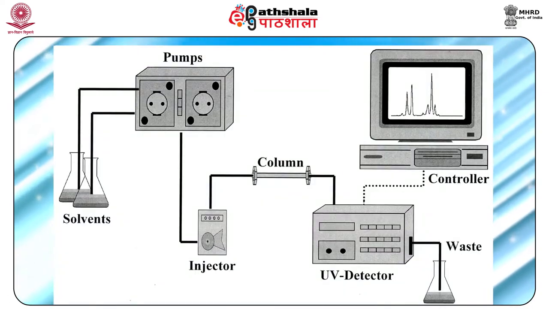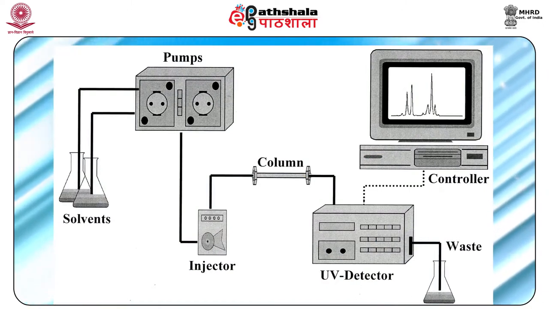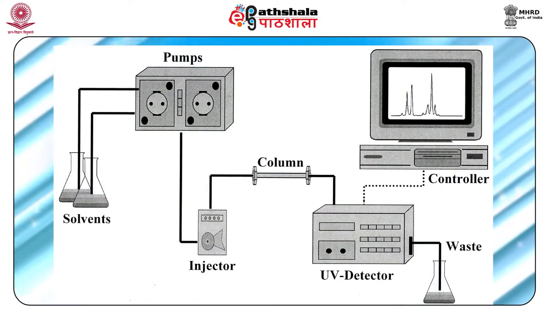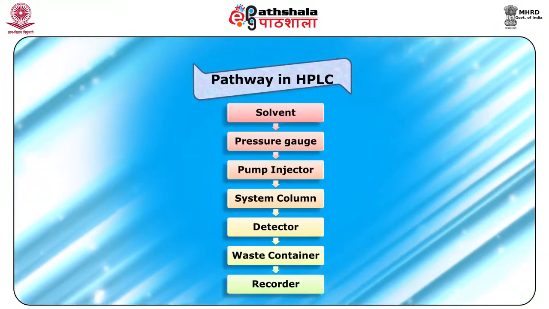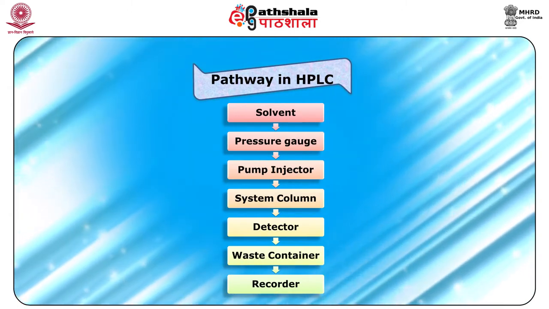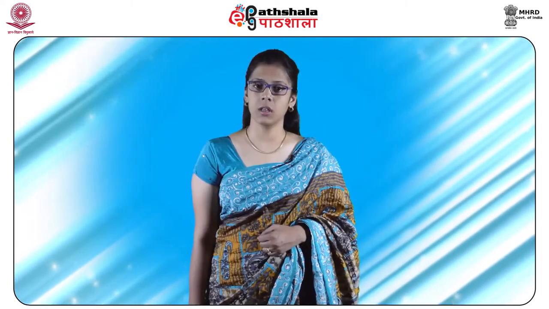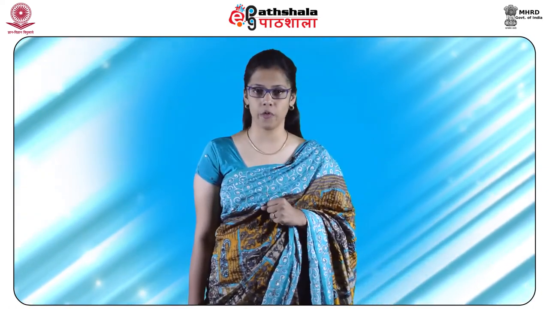The essential parts of HPLC consist of a pump, an injector, a column, a detector and a recorder or a data system. The separation takes place in the main part of the system, that is the column. The pathway in HPLC is solvent, pressure gauge, pump, injector, column, detector, waste container, recorder. The stationary phase normally consists of porous particles of micrometer size. The mobile phase moves through the column by a pump.